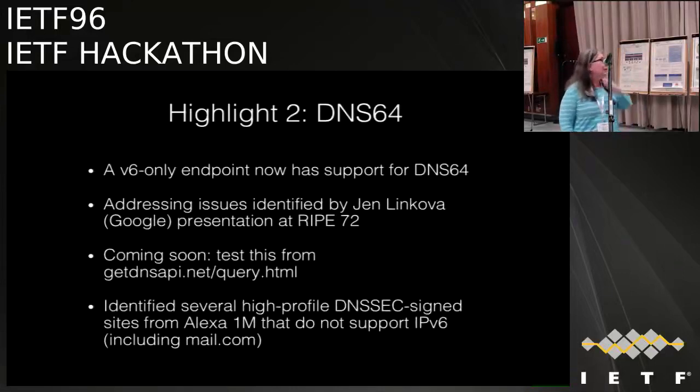Another one that we worked on was DNS64, which is one of the necessary components for v6-only clients to talk to the v4 world. And it has some complications in engineering. There was a great talk by Jan Zorz from Google at RIPE 72. Willem Toorop built this in getdns. So the client now works. If you want to, you'll soon be able to test this from the getdnsapi.net site.